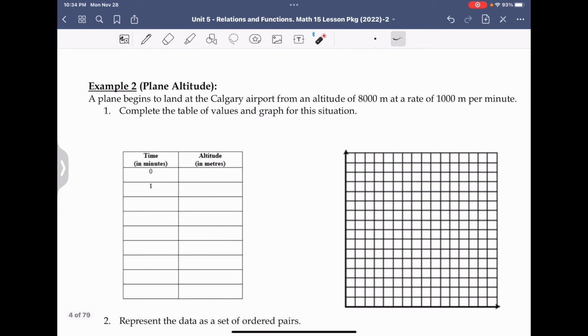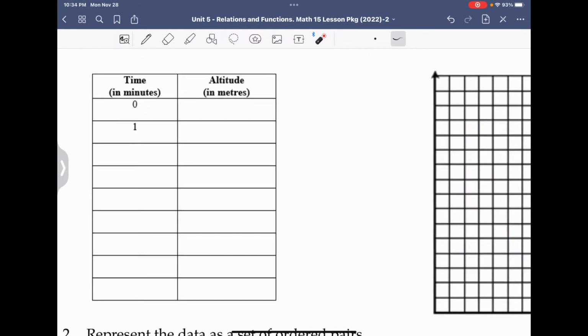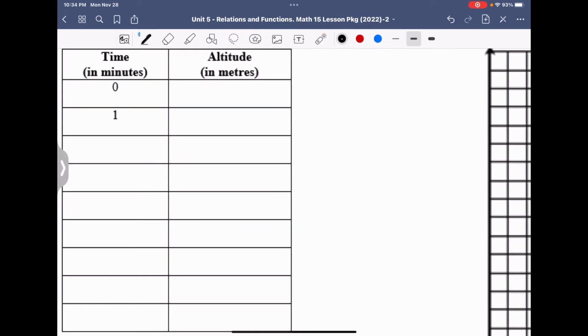All right, let's look at another example here. We're going to look at plane altitude and a plane that's coming in, landing in Calgary. It's at an altitude of 8,000 meters and it decreases at a rate of 1,000 meters per minute. Let's complete the table here. So we know at time 0, it is up in the air at 8,000 meters. At 1 minute, it decreases by 1,000. So we say 8,000 minus 1,000, which will equal 7,000 meters.